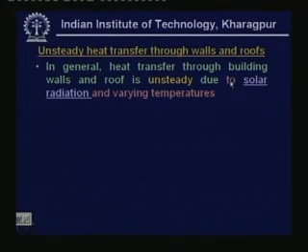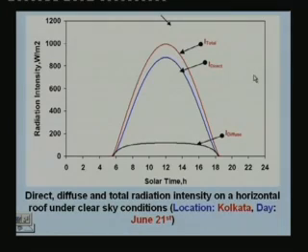Okay. For example, let me show a solar radiation and how the solar radiation varies. Okay, so this is a typical variation of direct, diffuse and total radiation intensity on a horizontal roof under clear sky conditions, and the data holds good for Kolkata, and the day is June 21st.